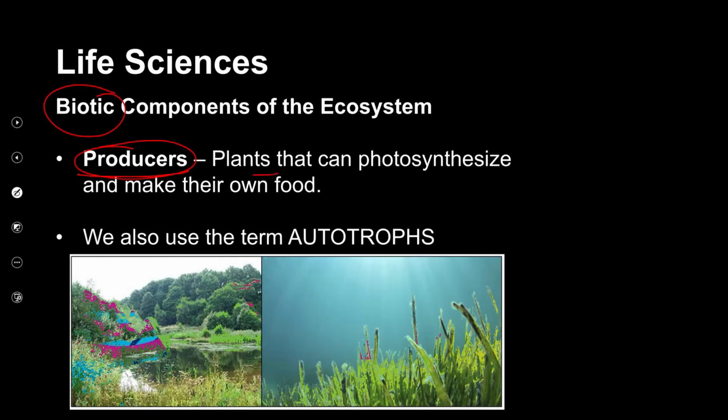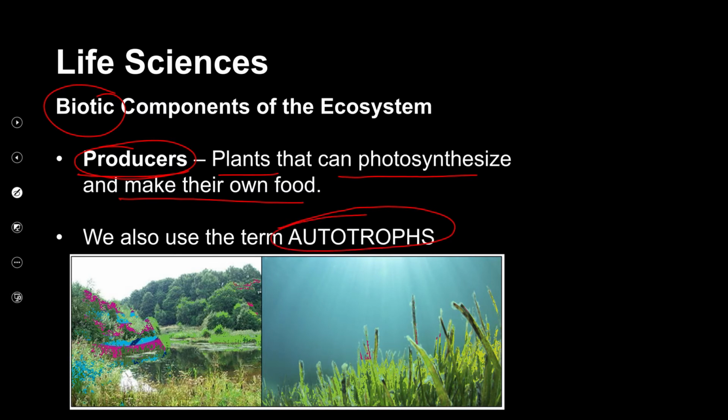So plants that can photosynthesize make their own food. We know that we have microorganisms such as zooplankton that are able to live in water and utilize energy from the sun and produce energy. And those are, again, the primary source of energy for many other consumers in a food chain. So those are your producers. We also refer to producers as your autotrophs.